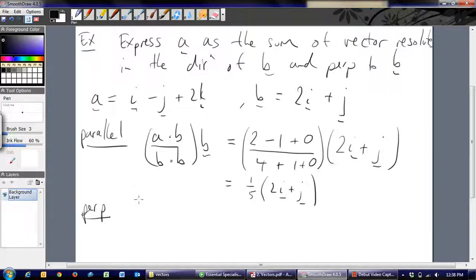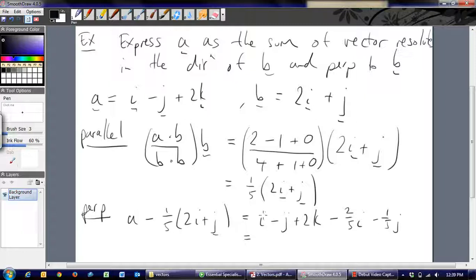Perpendicular vector. The perpendicular vector is A minus this. Remember, that's the formula, A minus the parallel vector. So it'll be A minus 1/5 of 2I plus J. Equals, let's just write A, I minus J plus 2K. Now I'm going to write this expanded. So minus 2/5 I minus 1/5 J. Okay, and we'll just neaten this up a little bit. We've got I minus 2/5 I, and so we'll get 3/5 I. What do we have for J? We've got negative J and negative 1/5 J, so we'll end up with negative 6/5 J, and we've got positive 2K. That remains. And so there is your perpendicular vector. There's another 2 marks in last year's exam.